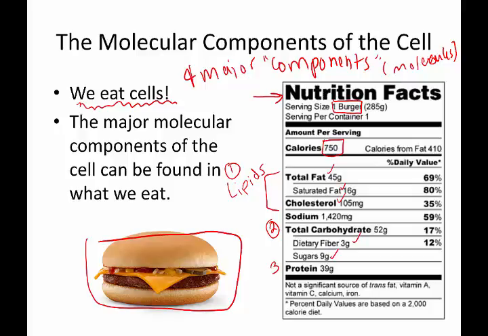Number 3 is proteins. So something like the meat of the hamburger has quite a few proteins in it. So meat is made up of muscle cells, and muscle cells actually function by use of proteins. So as we discussed in lecture 1, we saw that proteins have many functions, and one of them is being the contractile fibers that allow muscle cells to contract. So number 4 is actually not on the nutrition facts. So number 4 is actually nucleic acids.